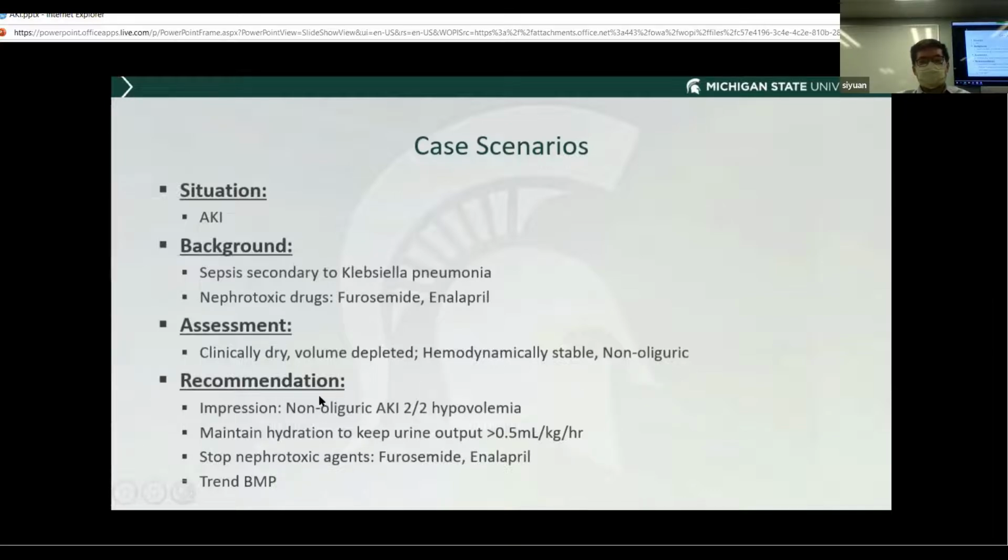So basically, the impression here will be non-oliguric AKI, most likely due to hypovolemia. So in this case, make sure you stop the nephrotoxic agent, start some IV fluids, make sure he has adequate urine output and hydration, and then repeat the BMP. The important thing is that with AKI you always look at urine output, to see whether it's oliguric or non-oliguric. Whenever you write a note or think about AKI, make sure you look at urine output. Non-oliguric and oliguric AKI make a difference in terms of management. All right, any question on this?